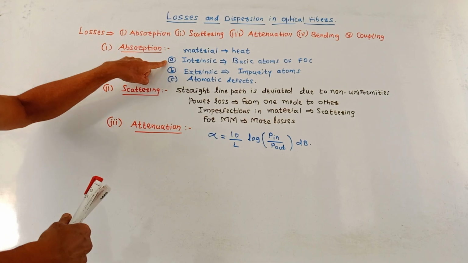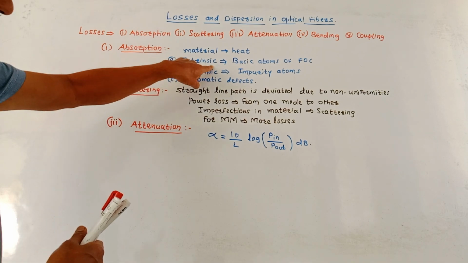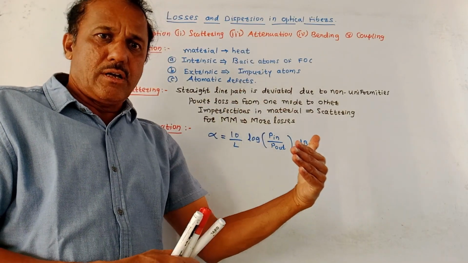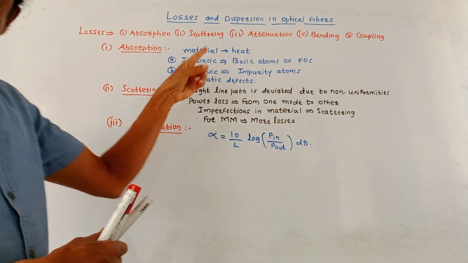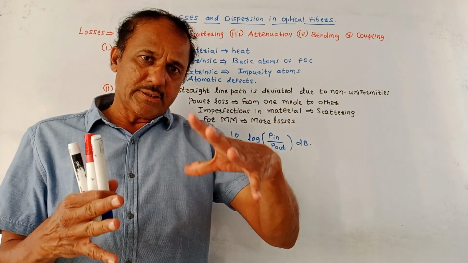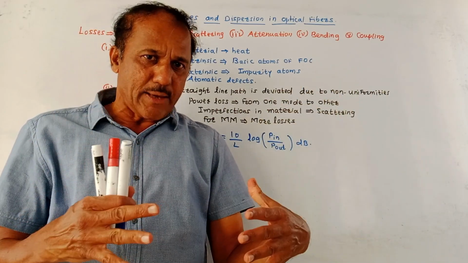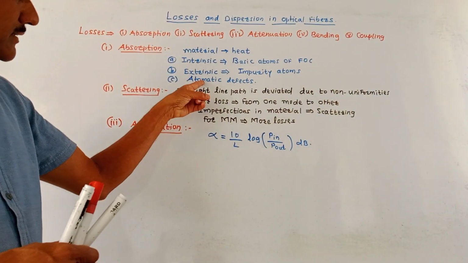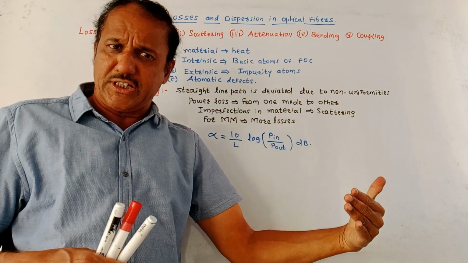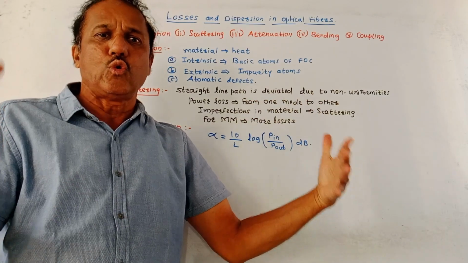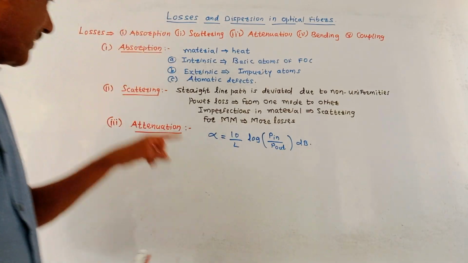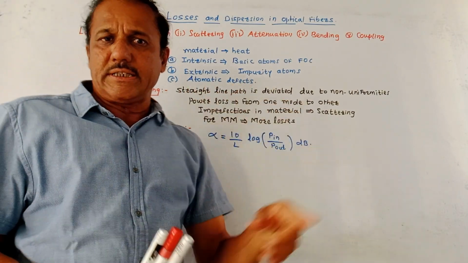Again, there are different subcategories. First is intrinsic absorption loss. This is due to the basic atoms that are used in case of optical cable. Next is extrinsic absorption. While manufacturing the optical cable, some impurities are added. Again, it causes absorption of incoming light. And third is atomic defects. There may be some atomic defects in the material which is used to manufacture the optical cable, which again causes absorption losses.